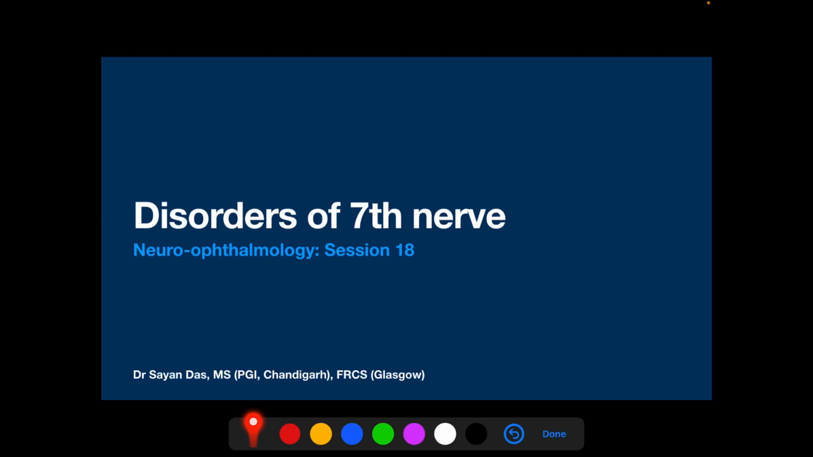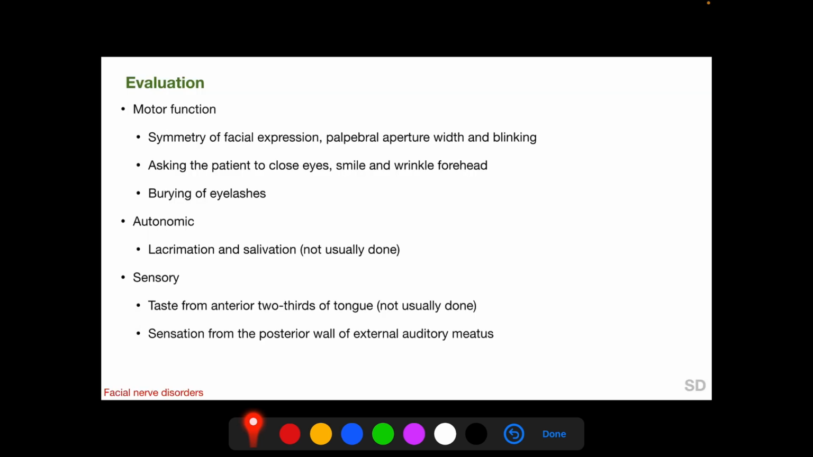Welcome. In this session, we will be discussing the disorders of the seventh nerve, and we will be broadly discussing this disorder under two heads: those with underaction of the facial nerve and those with overaction of the facial nerve. Functionally, the facial nerve has three components: motor, autonomic, and sensory.